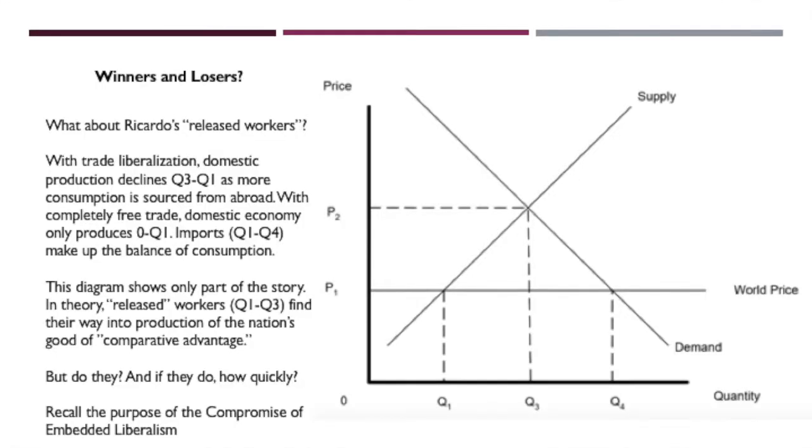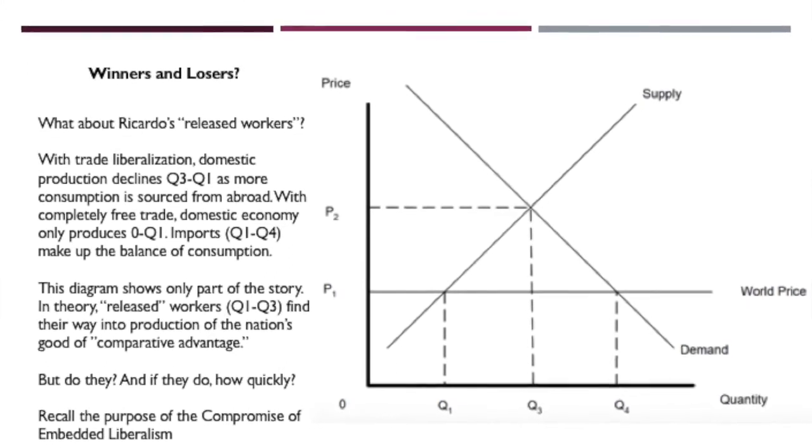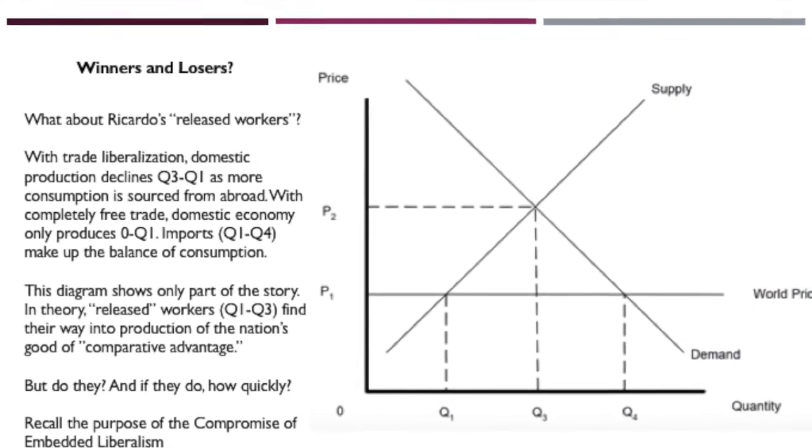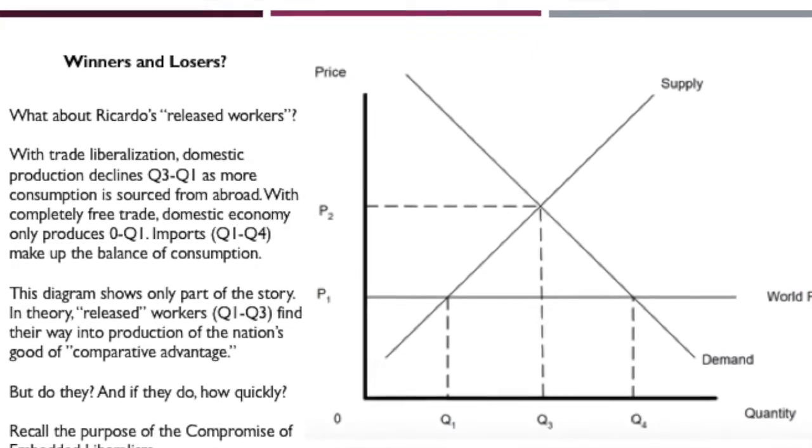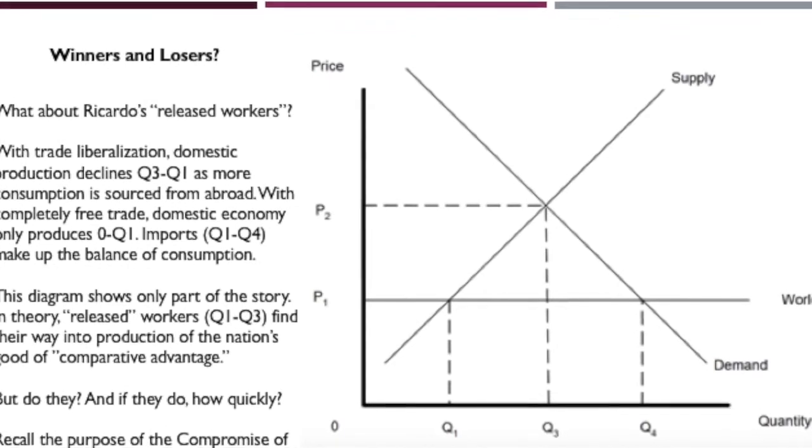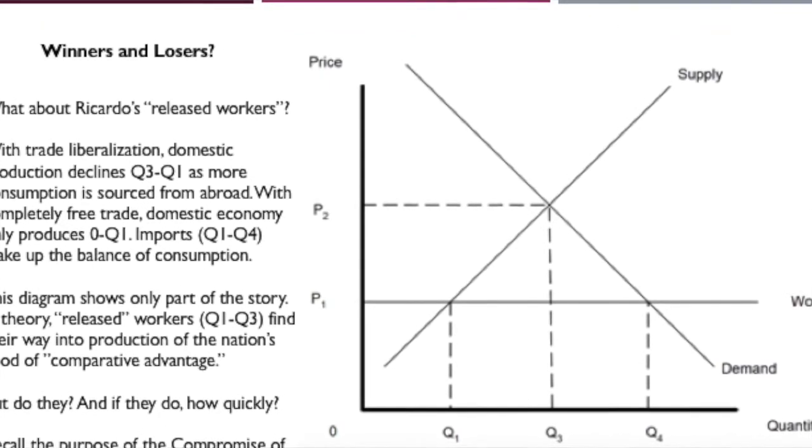Well, the issue here for those of you that are fans of Ricardo and Ricardian trade is, what do you do with the workers that are released who used to occupy that space depicted along the bottom axis, Q1 to Q3? Under autarky, they were all employed producing things for domestic consumption, 0 to Q3. Now they're only employed 0 to Q1, and so we've lost a bunch of workers. Ricardo's argument was that these released workers would find their way into the area of our new domestic economy that is producing things for export to global markets.